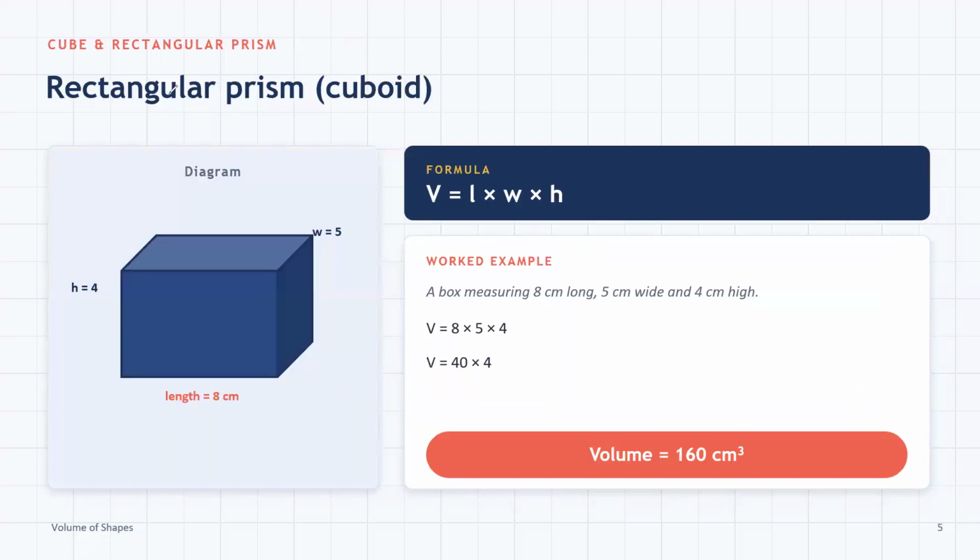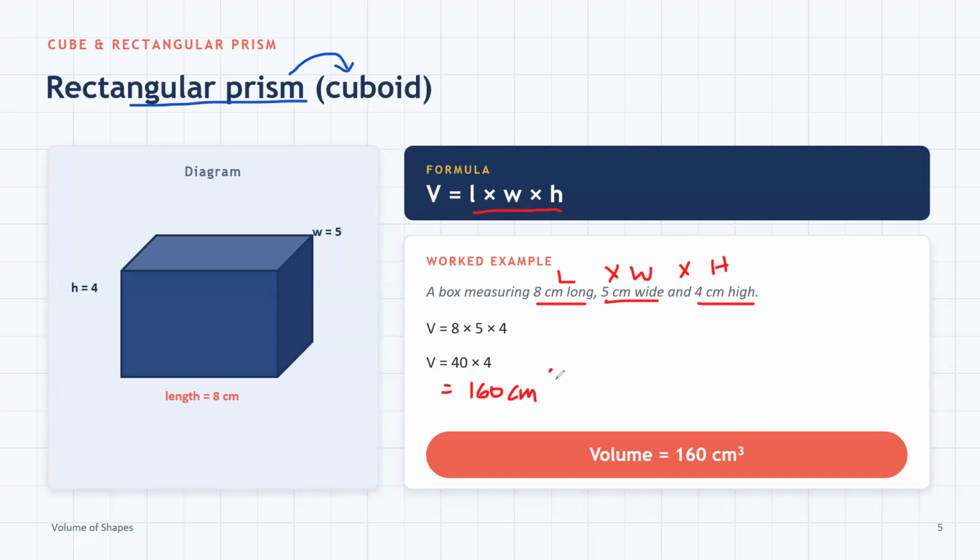If you refer to this slide here, we have an example which has been provided where you're calculating it for a rectangular prism, which is also known as a cuboid. So the formula you can see on the screen, that's length times width times height. Take for instance, we have a box which is measuring 8 centimeters long, 5 centimeters wide, and 4 centimeters high. So that's length, width, and height. Simply by multiplying the three, you'd be able to obtain the volume of that shape. So you'll do 8 times 5, which is 40, times 4, which is 160.